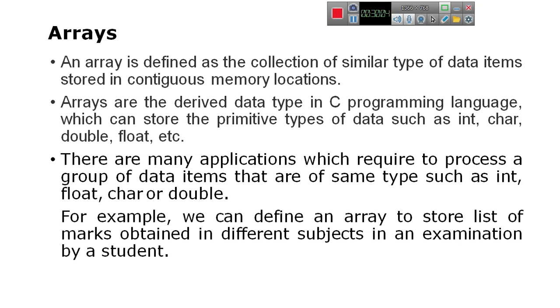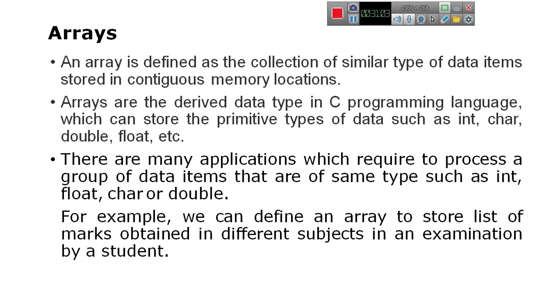The definition of the array: an array is a collection of memory locations referred to with a common name, a collection of similar data type elements referred to with a common name, and it is stored in continuous memory locations.